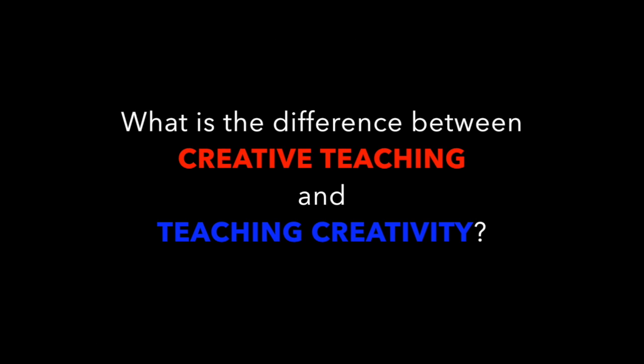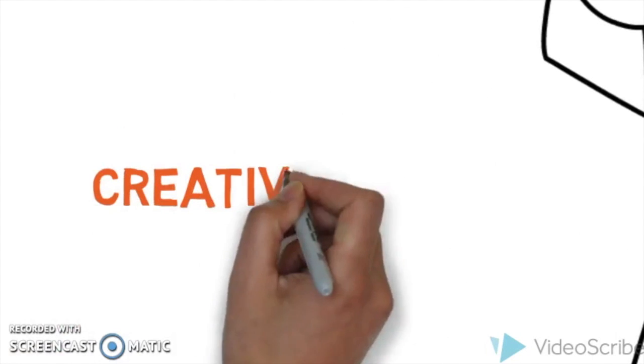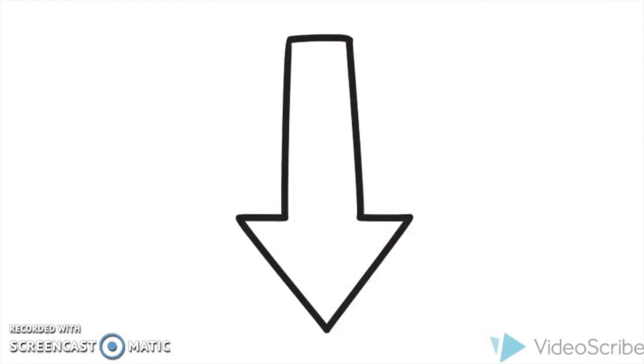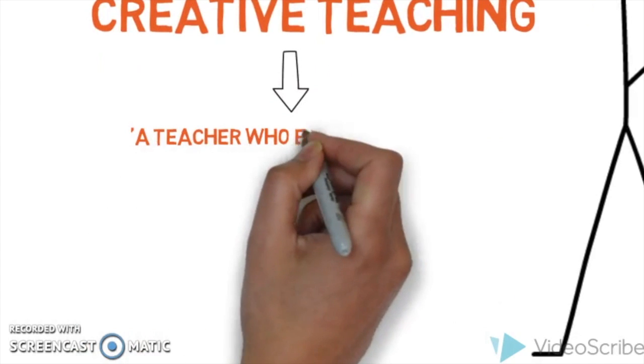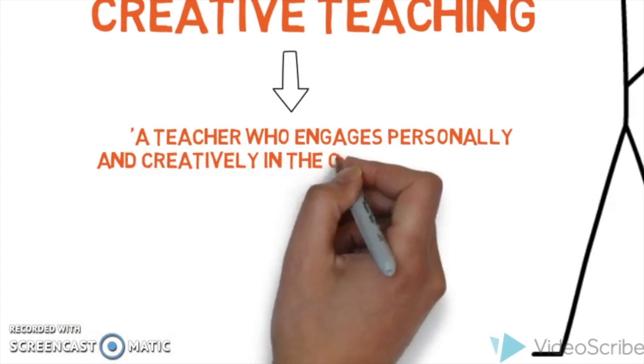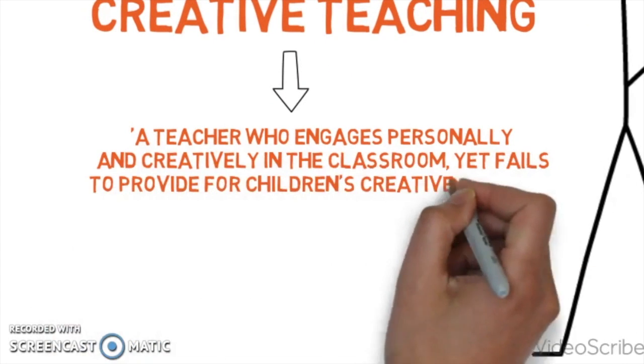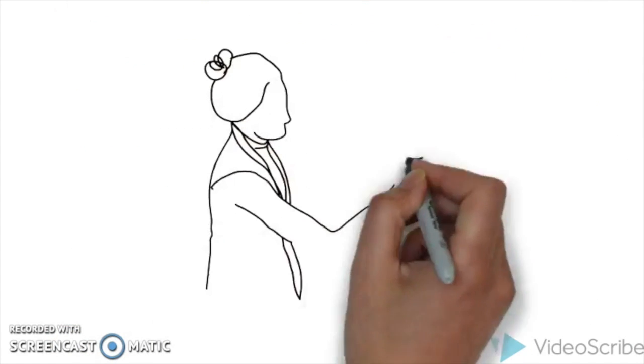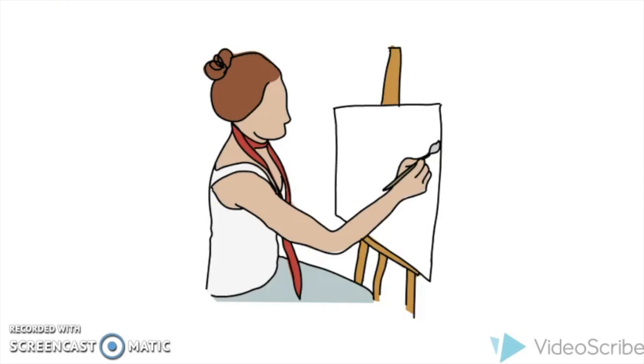What is the difference between creative teaching and teaching creativity? Much confusion arises between the terms creative teaching and teaching creativity, and teachers need to be able to distinguish between how they teach and what they are teaching. Arthur and Kremen provide an example of creative teaching as a teacher who engages personally and creatively in the classroom, yet fails to provide for children's creative learning. This type of teaching focuses more on the teacher's own creativity, rather than the children's ability to be creative.